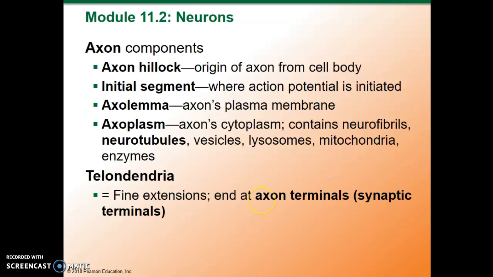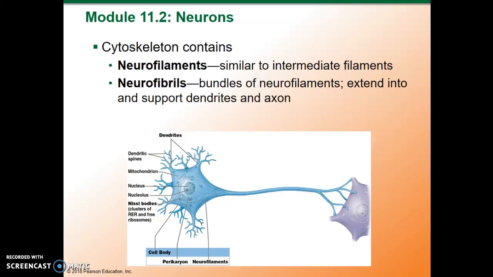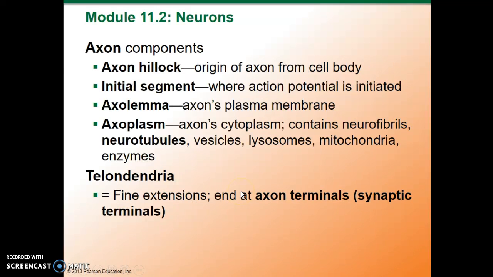Other components of that axon, the axon hillock. Here's our axon hillock right here, where the cell body meets the axon. Just past the axon hillock is the initial segment where the action potential is initiated. The plasma membrane's given a new name, the axolemma. The cytoplasm's given a new name, the axoplasm.